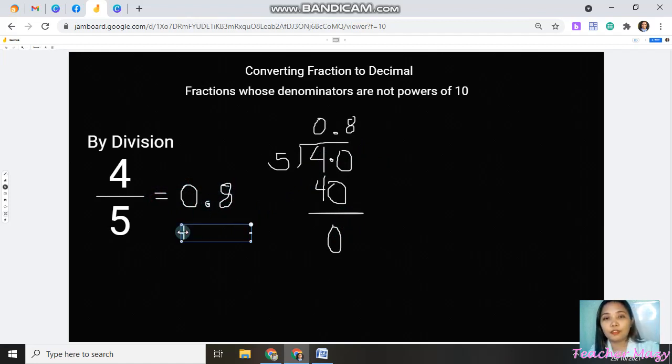So, this kind of decimal is called terminating decimal. This decimal is considered terminating decimal because the quotient, yung quotient natin, ay may zero remainder. So, kapag may zero remainder tayo, that is an example of terminating decimal.